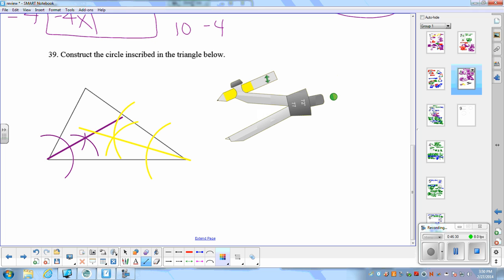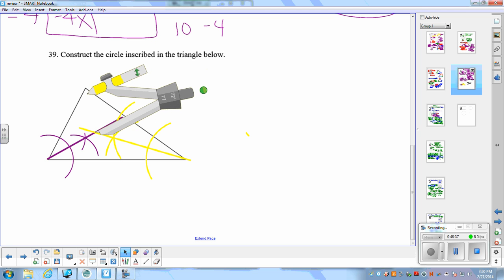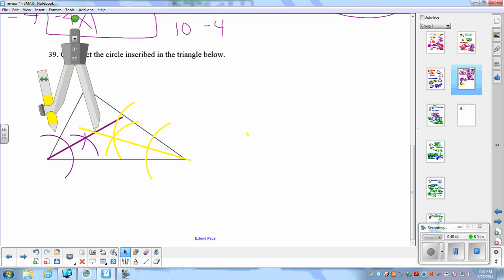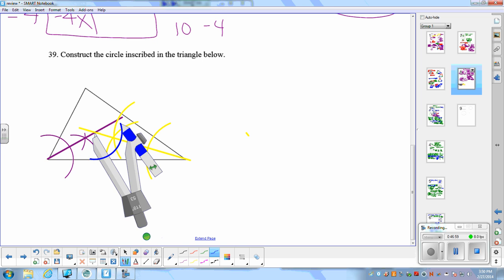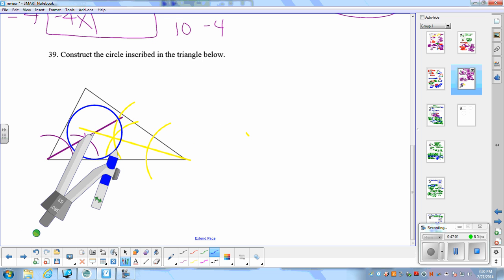There's my angle bisector. Where those two lines intersected, I put my compass. Then I turn it. I'm going to make it perpendicular with my side. Pick my straight side so it's a little easier. Okay, so there's my compass setting, and I draw my circle. It might not be exactly perfect, but there's our circle.